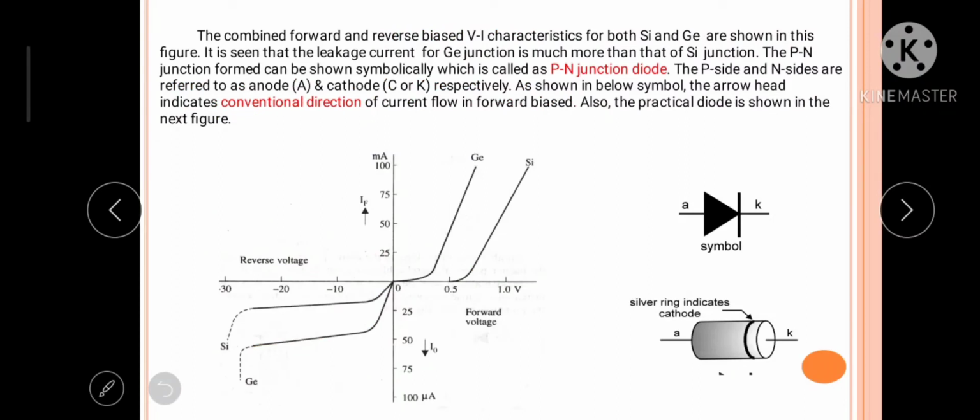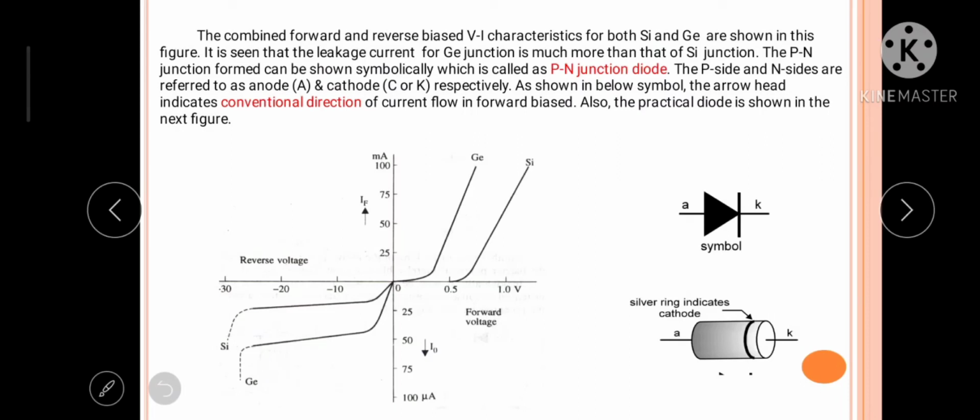In this slide, the combined forward and reverse bias VI characteristics for both silicon and germanium are shown. It is seen that the leakage current for a germanium junction is much more than that of a silicon junction. The PN junction formed in such a way can be shown symbolically, which is called a PN junction diode. The P side and N side are referred to as anode and cathode.